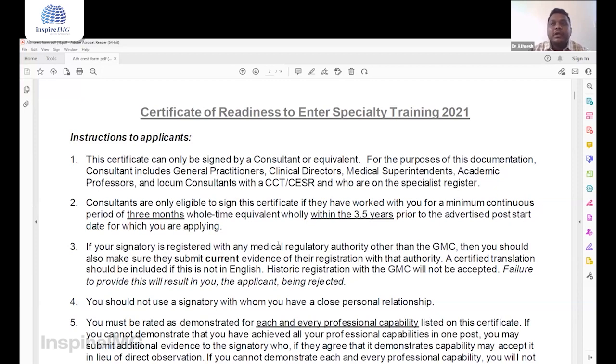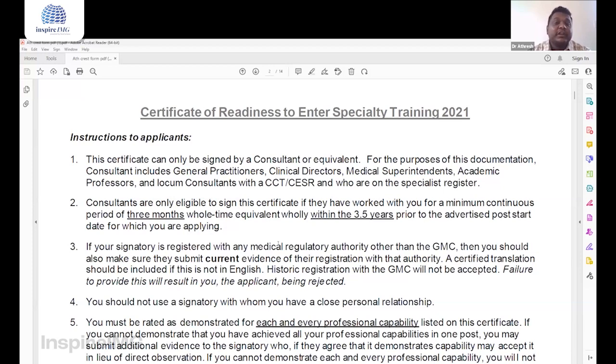You need to work under a consultant or specialist for at least 3 months continuous period for him to be eligible to sign your CREST form. And this CREST form should be signed within 3.5 years prior to the date you'll start your training. Most of the training in UK starts in August. So you can keep a timeline of 3.5 years before that, during which your CREST form should be signed. And you should have worked for at least 3 months under that consultant.